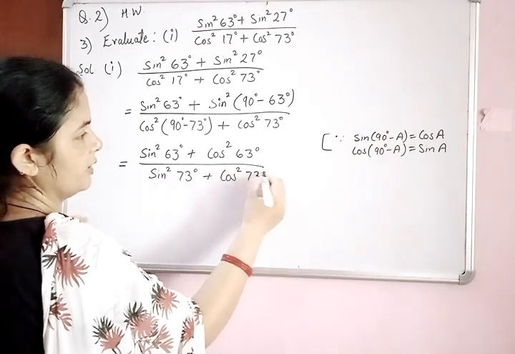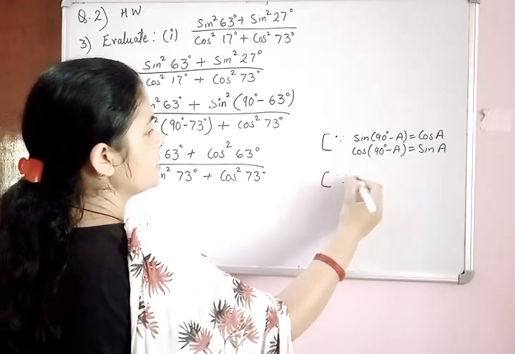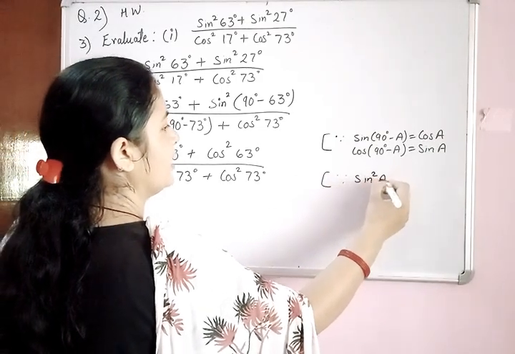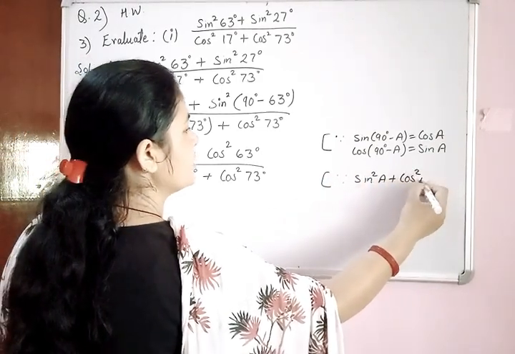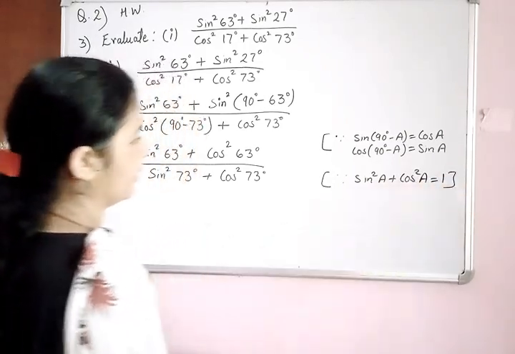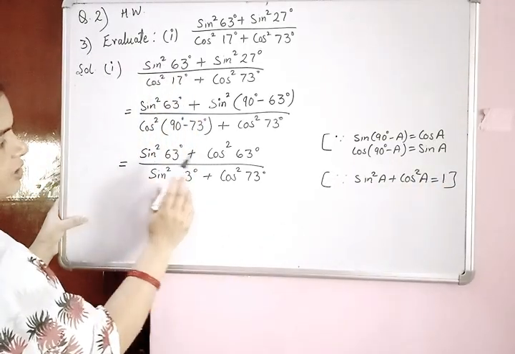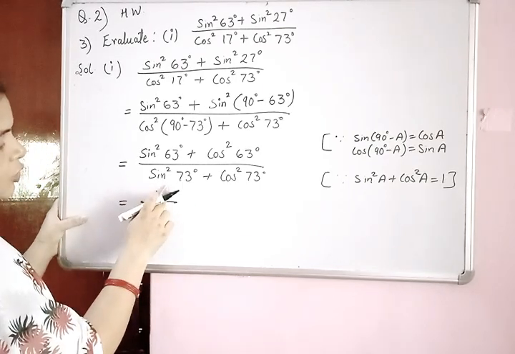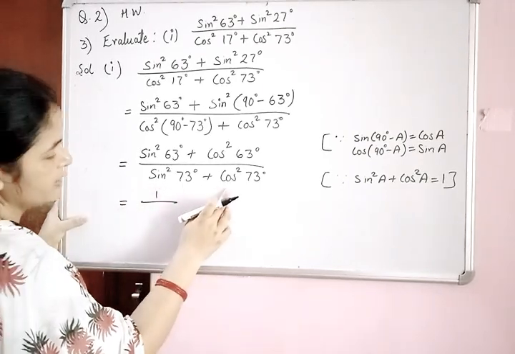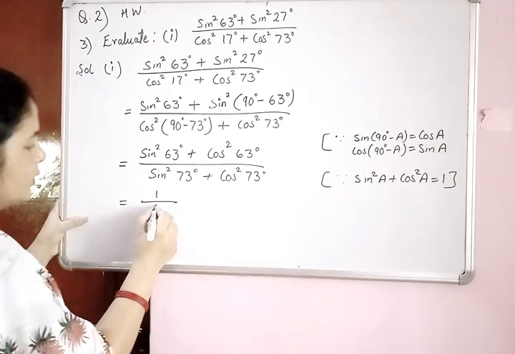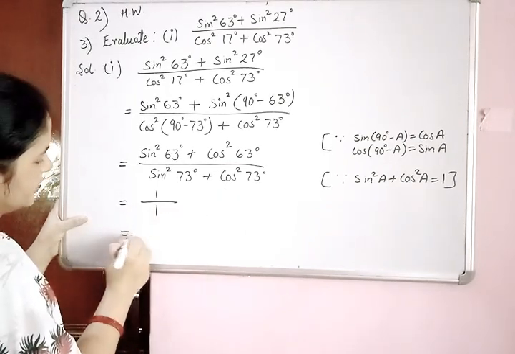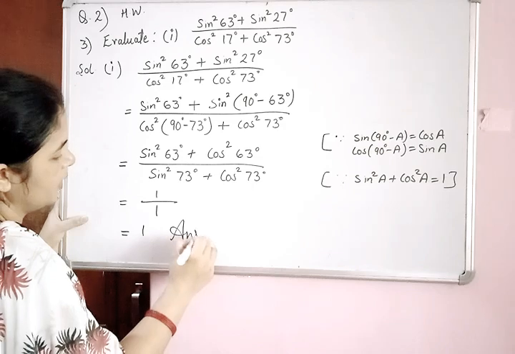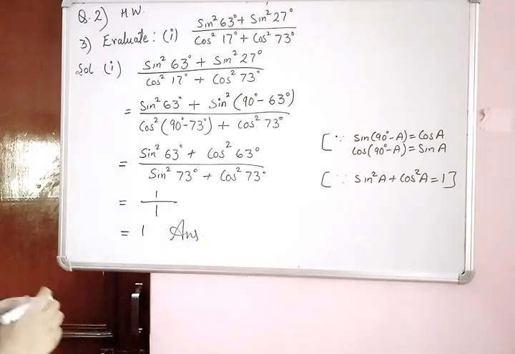Now since sine square a plus cos square a is equal to 1, sine square 63 degree plus cos square 63 degree is equal to 1, and in denominator sine square 73 degree plus cos square 73 degree is equal to 1. So 1 upon 1 is equal to 1. So this is our answer. Okay, look at here.